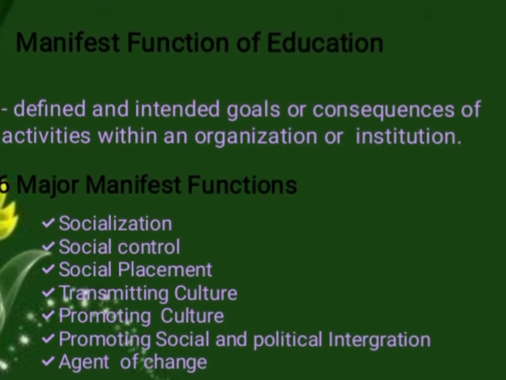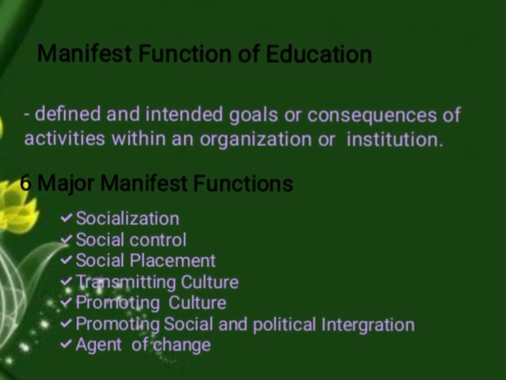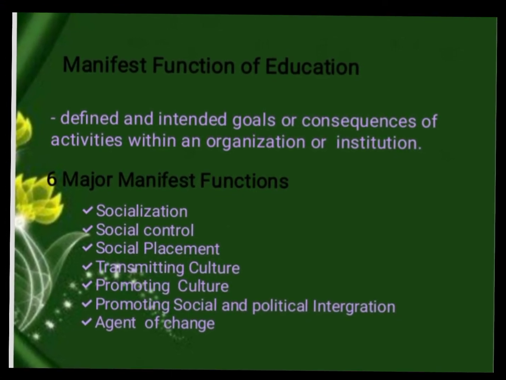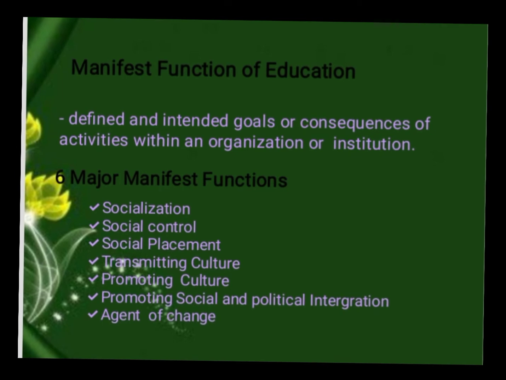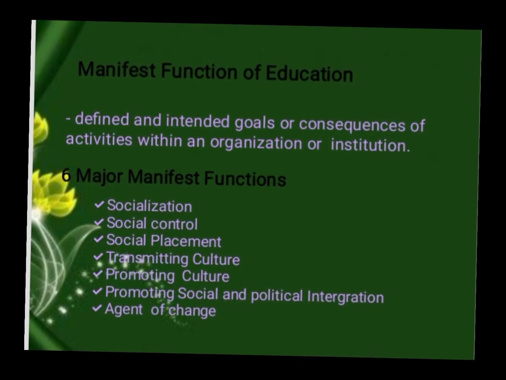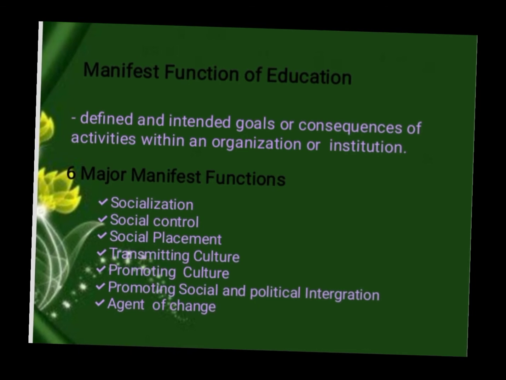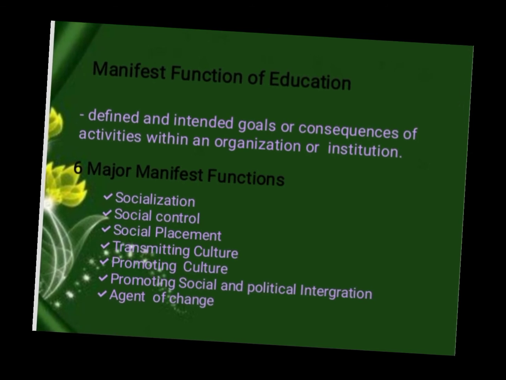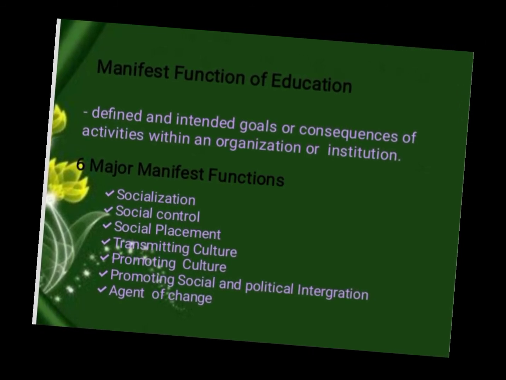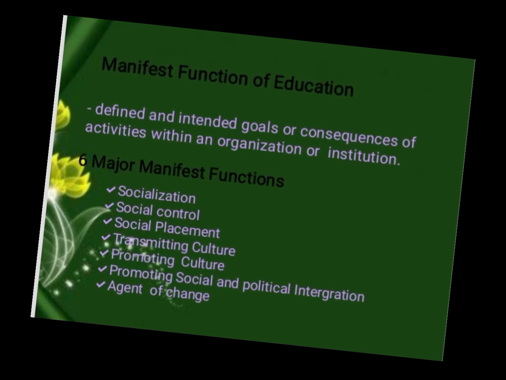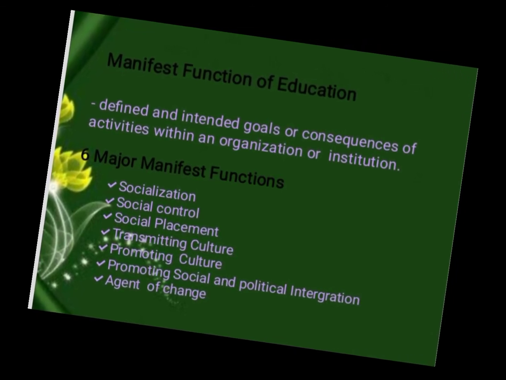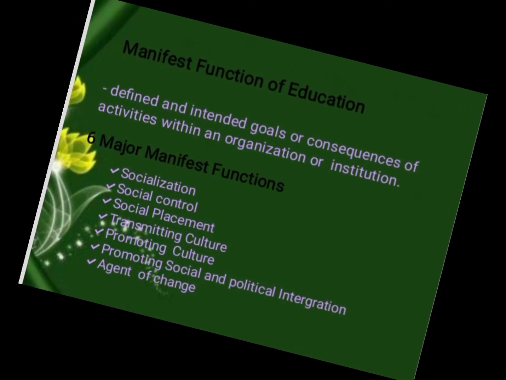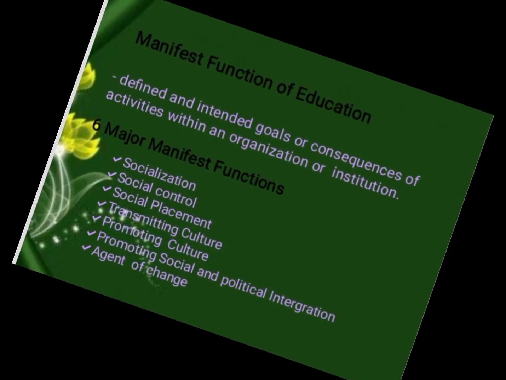The manifest function of education is defined as the intended goals or consequences of activities within an organization or institution. There are six major manifest functions. First is socialization, then social control, social placement, transmitting culture, promoting social and political integration, and agent of change. First is socialization. Socialization is where schools teach students the student role, specific academic subjects, and political socialization.